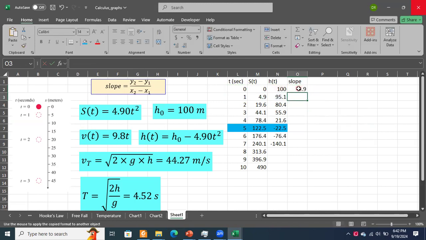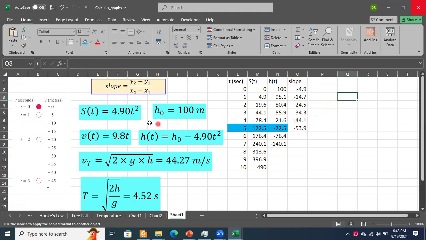So this is the slope for the first segment from 0 to 1, and this is the average velocity, and the similar calculation will yield the slopes for the other segments, like minus 14.7 for the segment defined between 1 to 2. So these are the slope values. The slopes are constant for first degree polynomials or the linear model.